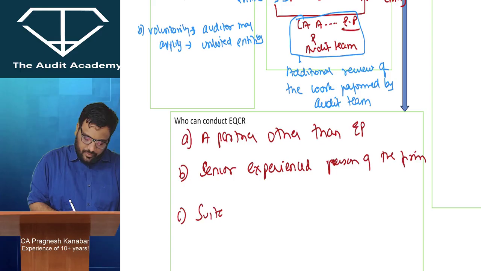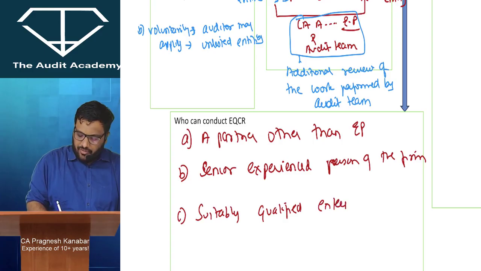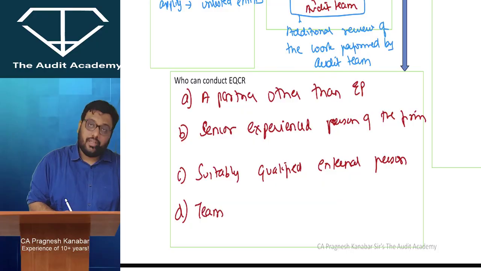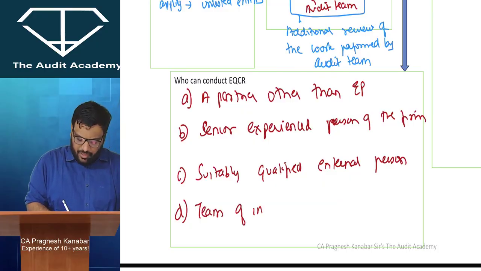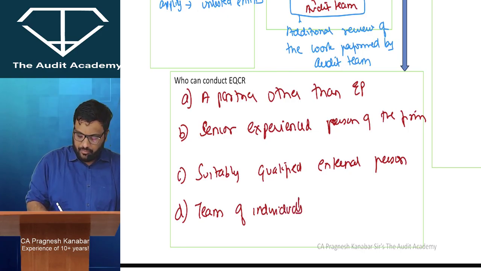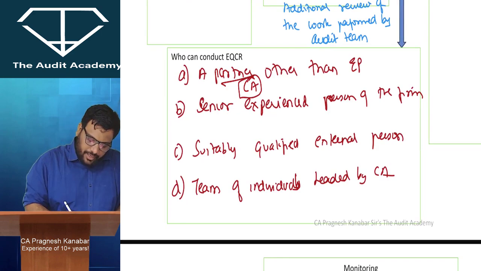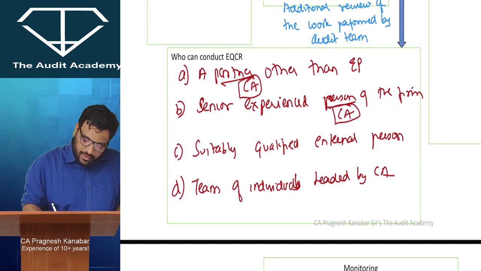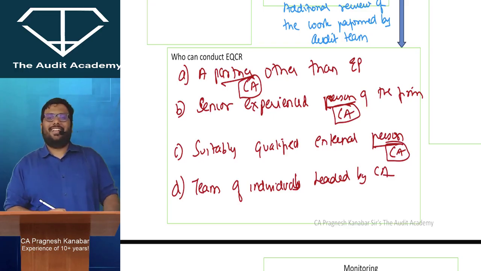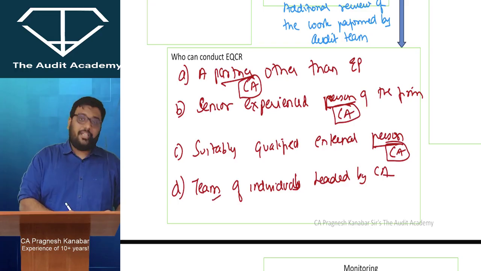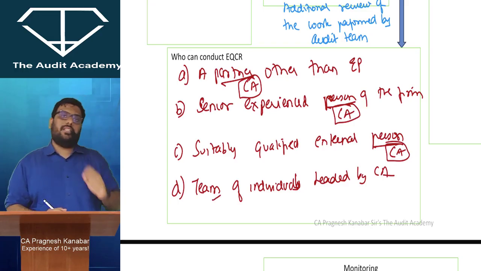Third option, if the auditor is a proprietor, then a suitably qualified external person can also do it. Fourth option, in the case of the Big Four, there is a team of individuals which is headed by a chartered accountant. That is also fine. Obviously, the engagement quality control reviewer should be a chartered accountant, and should have that much experience that he can act as an engagement partner. In the case of a team, every team member may not be a chartered accountant but the team should be headed by a chartered accountant.